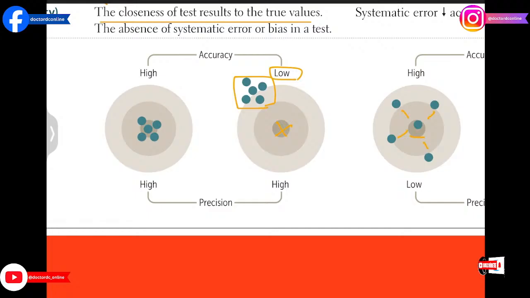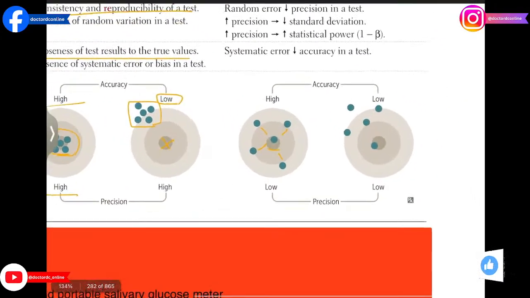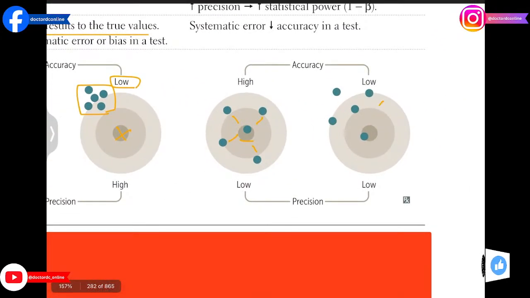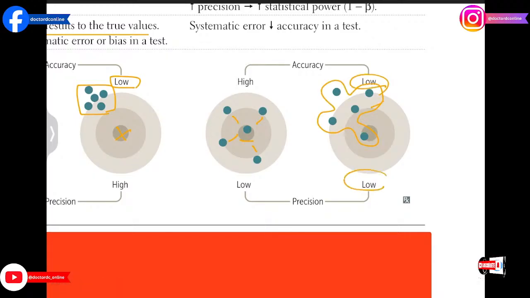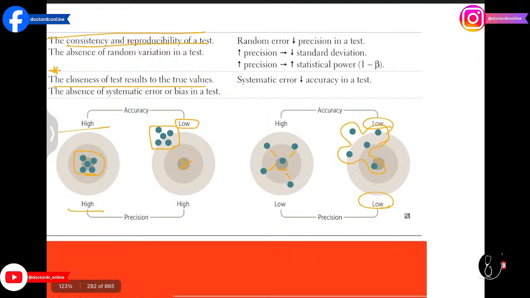So now we want to try again, and this time the darts are tight and centered, which means they're both accurate and precise. This is the goal of any test. Finally, this last diagram shows my attempt at dart throwing. It's wildly scattered and off-center. This is neither accurate nor precise and doesn't bode well for me actually winning any dart games, which is why I don't play darts.